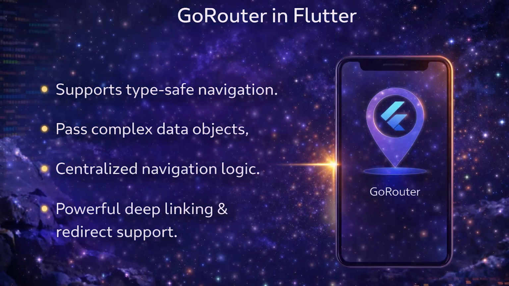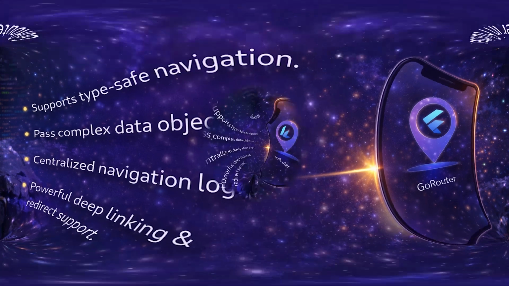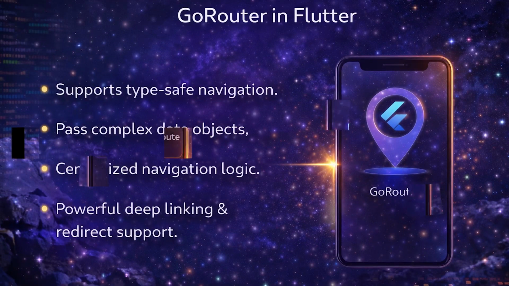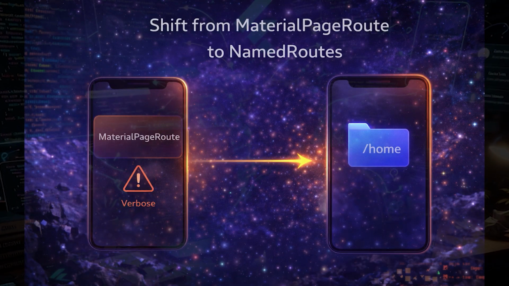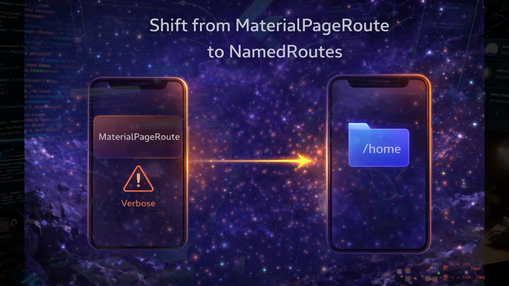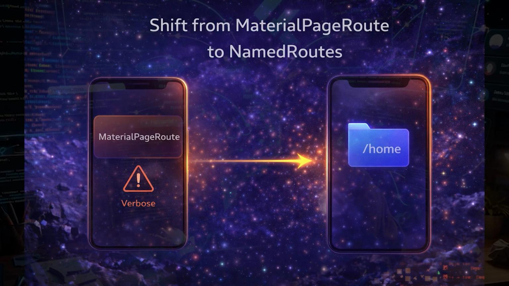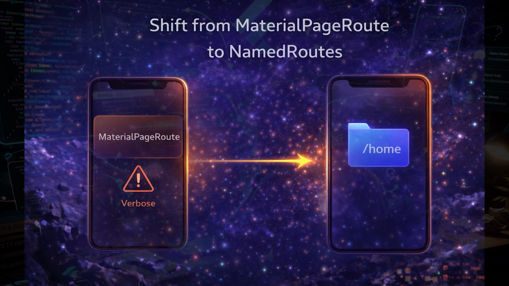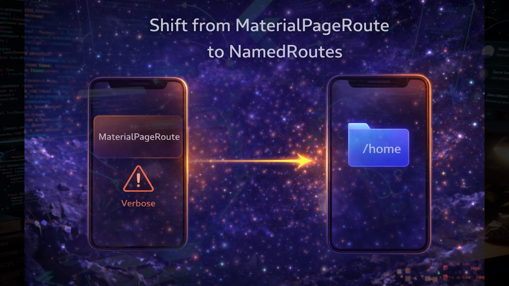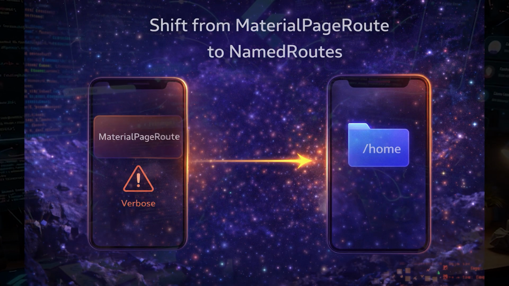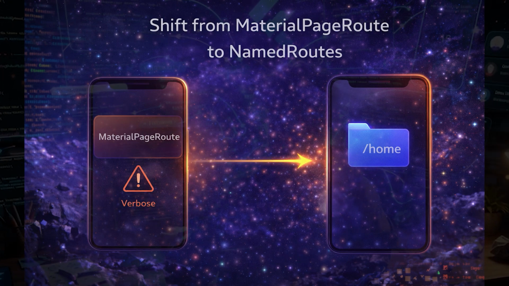So here's what you should do. Go back to the apps you've already built and replace all your Material Page Route navigation with named routes. Try it out, break things, fix them, see how the flow changes. Because the goal here is not just to follow along, it's to actually understand how navigation works under the hood. And once you're comfortable with this, you're ready to move forward into more advanced Flutter concepts.